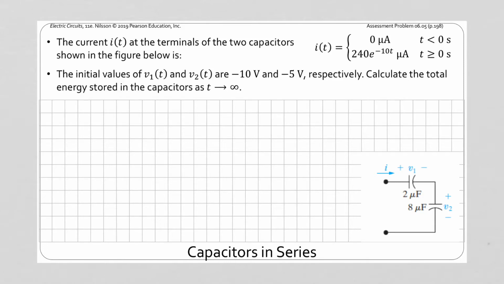Here we are told the current through the terminals of two capacitors in series is given here. So we have that function of time for the current. We have capacitors in series. We're given initial values of the voltages for both the capacitors, which is important for us to do any calculations with capacitors. We need to know the starting voltages so that we can figure out what the voltage is going to be later on. We're being asked to find the total energy stored in the capacitors.